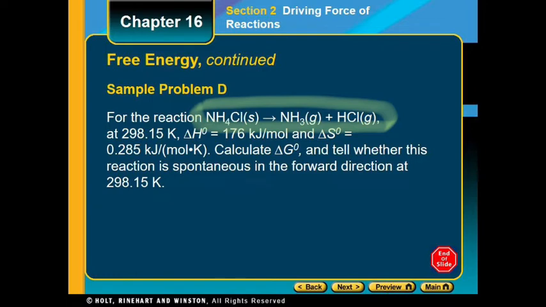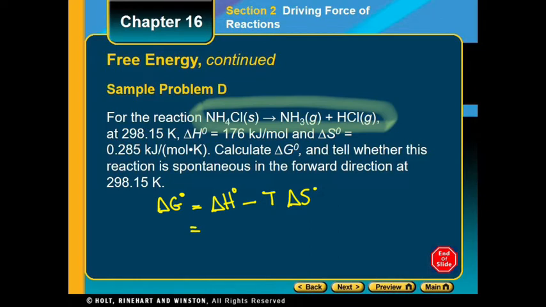It gives you the temperature in Kelvin that it happens at. It gives you the enthalpy change of 176 and the entropy change of 0.285. And it wants us to calculate Gibbs free energy. Tell whether the reaction is going to be spontaneous in the forward direction at that given temperature. So we have our equation, and again we're solving for Gibbs free energy.